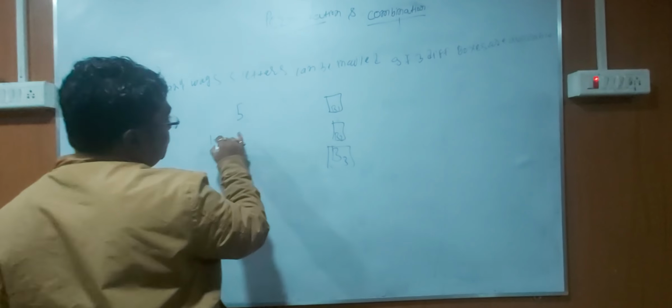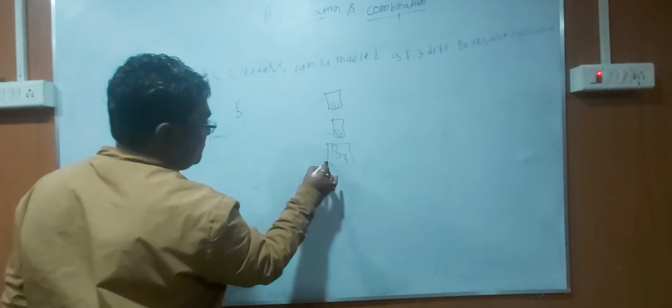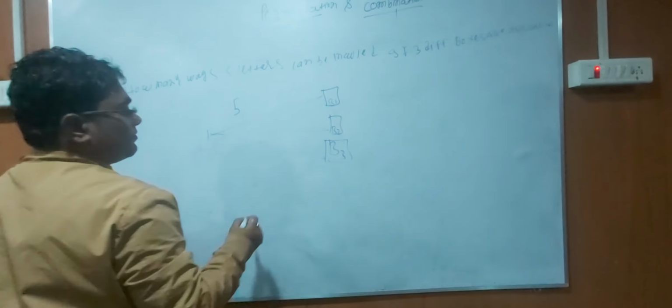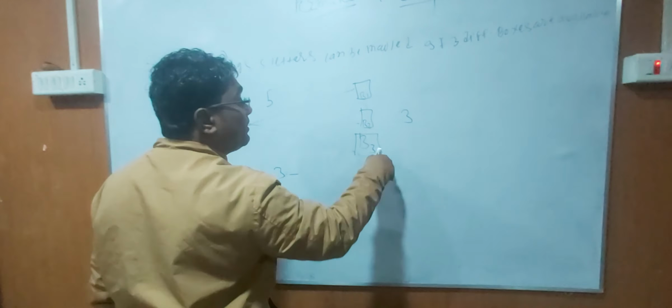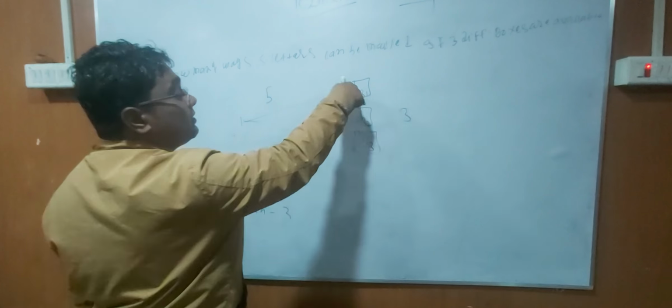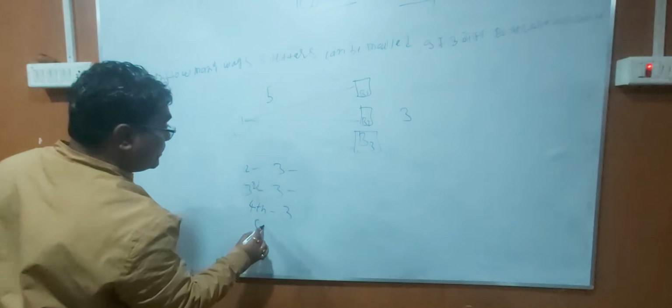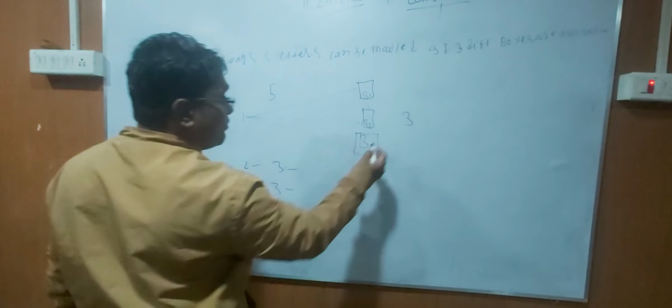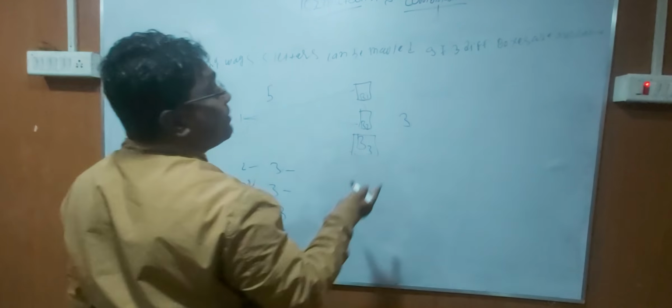B1, B2, B3. One letter has how many options? 3 options. Second letter has how many options? 3 options. Third letter has 3 options, either in B1, either in B2, or either in B3. Fourth letter has 3 options. Fifth also has 3.